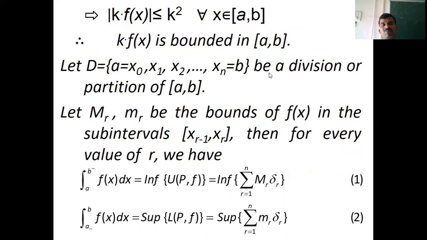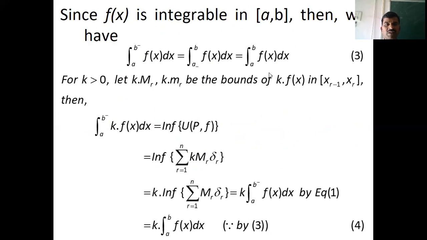And also, let us make the same assumption, as we started in the previous theorems: let D be a division of AB and let capital Mr and small mr be the bounds of f of x in the subinterval x r minus 1 to x r. Then for every value of r, we have the upper integral and lower integral definitions. Making use of those definitions, since f of x is integrable in the closed interval AB, we have upper integral equal to lower integral and that equal to the integral.